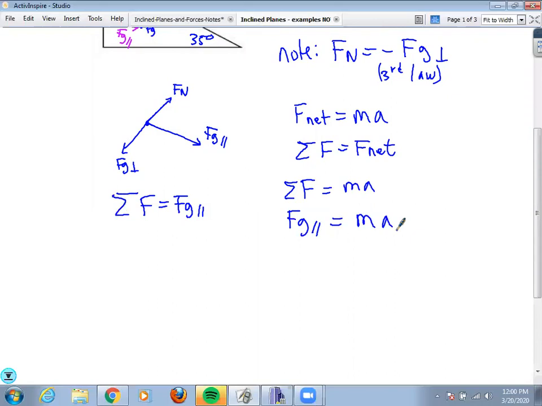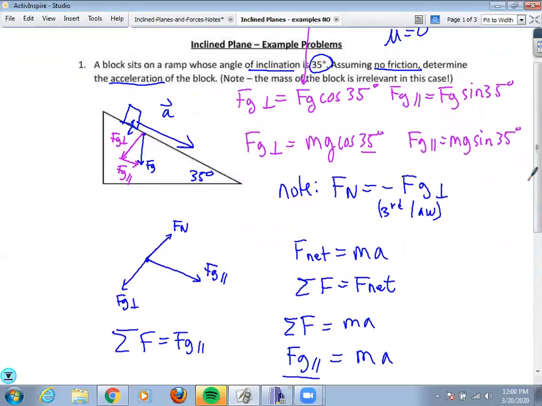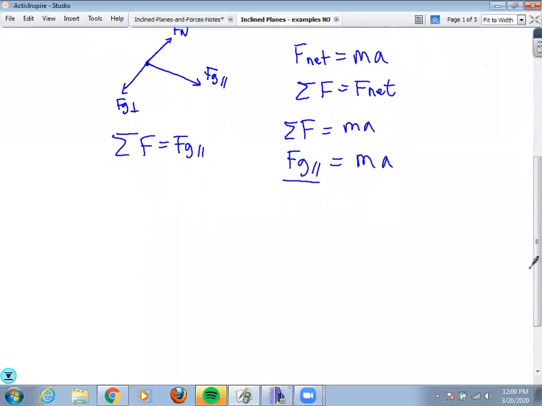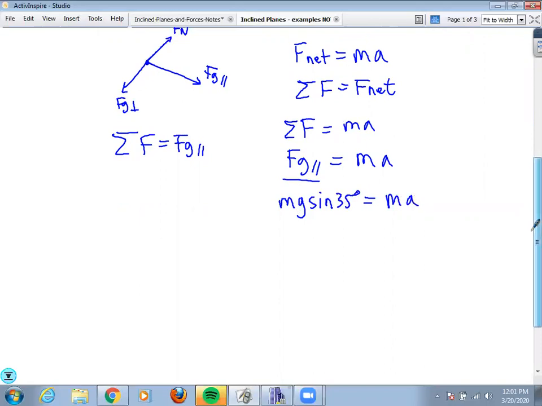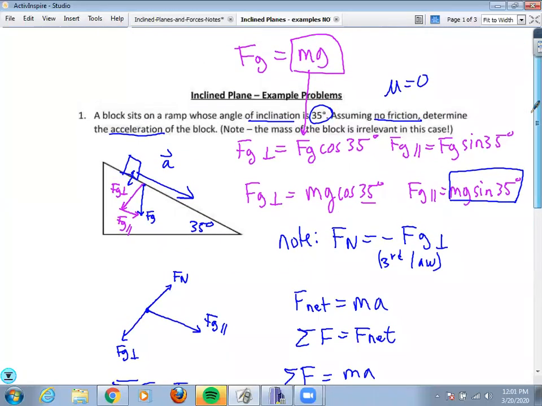But we already know what Fg parallel equals because we defined it up here. Fg parallel equals mg sine 35. Again, this will be for any angle between 0 and 90. So we can replace Fg parallel with mg sine 35 equals ma. And the scenario is saying, determine the acceleration of the block. So write an expression. Note the mass of the block is irrelevant.